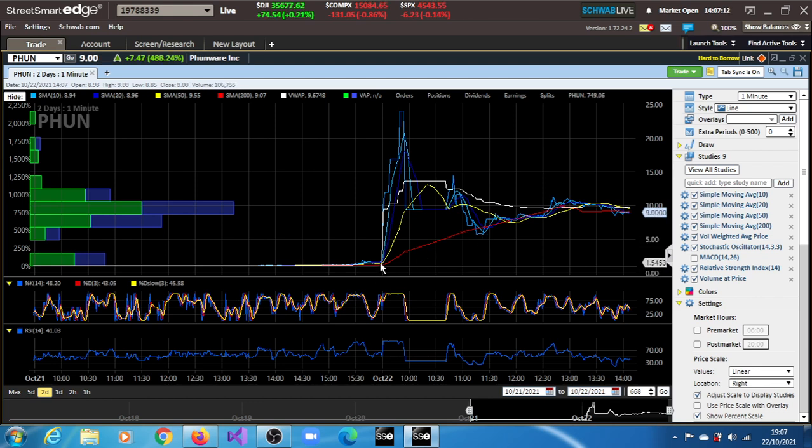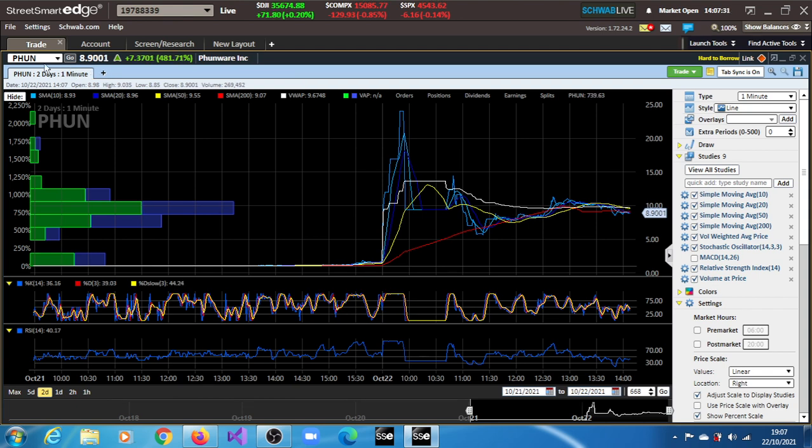The range is 1.54 to 24.17. That's the range for this stock today. 1.54 to $24. That's unbelievable.